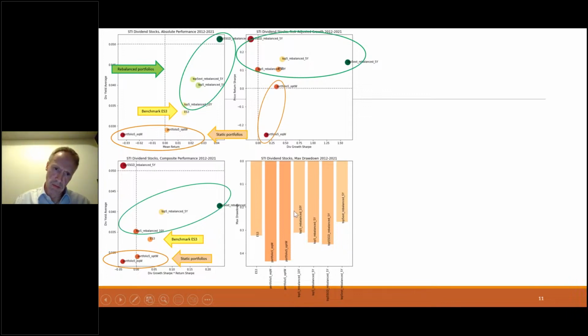And most of them also have a lower drawdown than the benchmark. So that was actually quite promising.